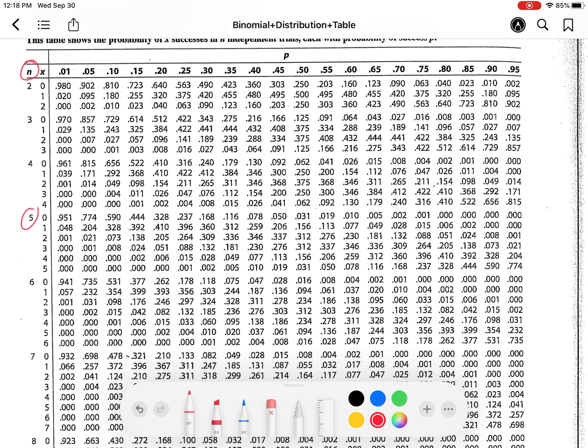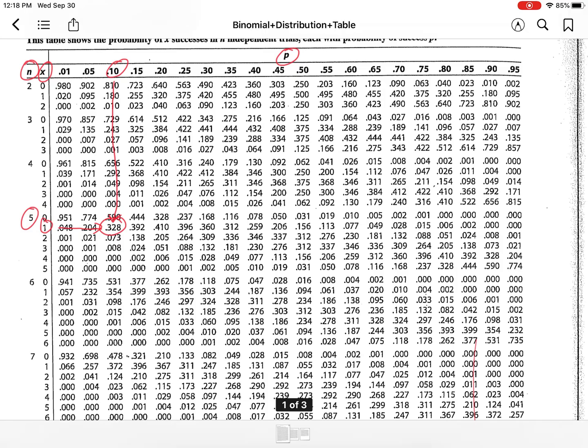Now notice here that n is here. We're going to look up n equals 5. There are 5 trials, 5 rolls of this die. And the little p, probability of success on a single trial, when we roll the die just once, is 0.1, 1 in 10. And we're interested in getting exactly 1 success, one 10. So we put this together here and here, and we get our probability, 0.328.